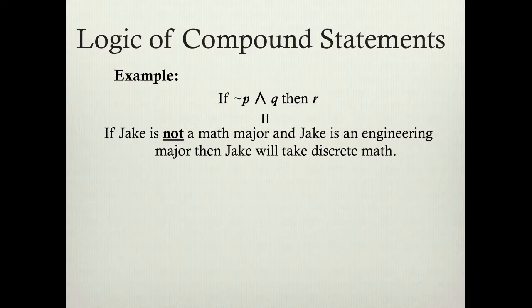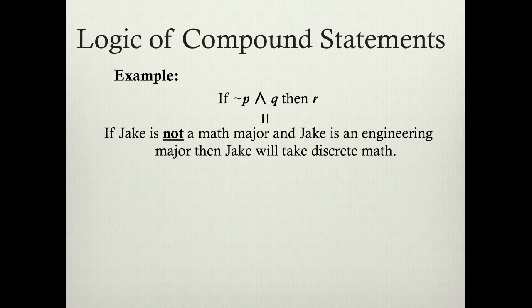Let's look at another example. If not P and Q, then R. And now what this is saying, due to our order of operations, is if Jake is not a math major and Jake is an engineering major, then Jake will take discrete math. So he has to not be a math major and has to be an engineering major for him to take discrete math. Now, if our prior statement is true, this can't be, because we said he has to be a math major.